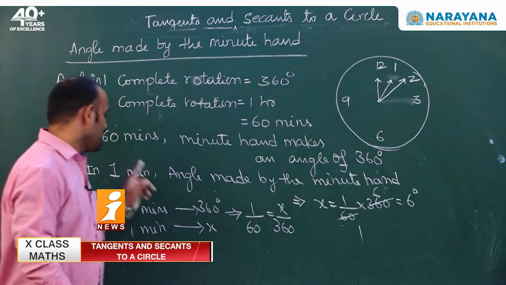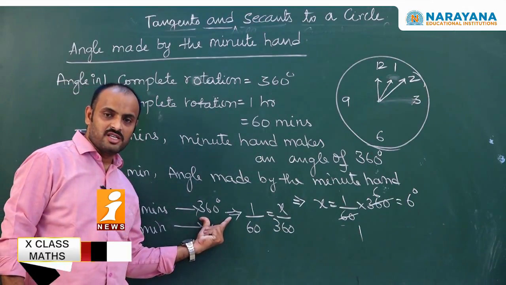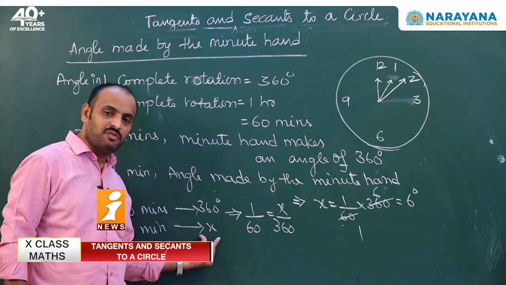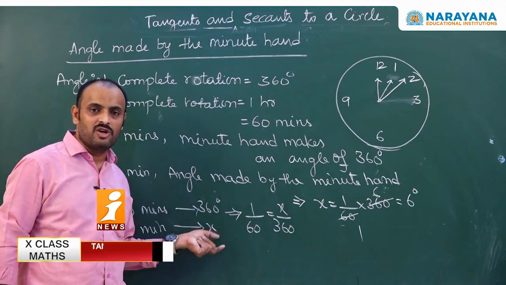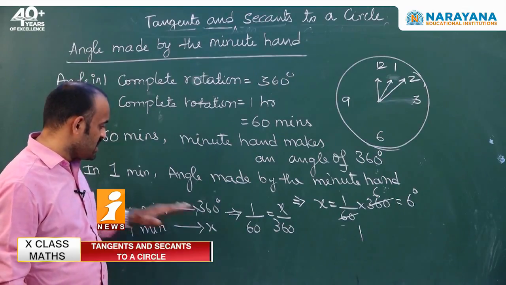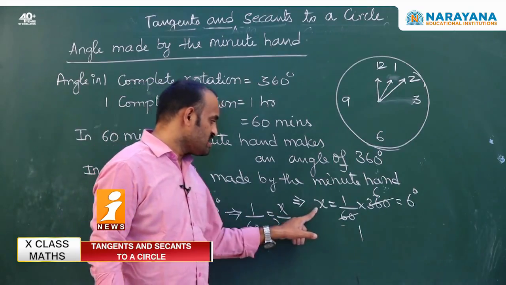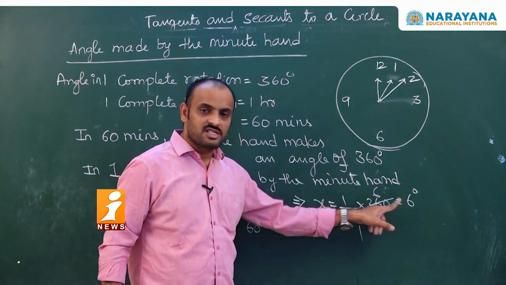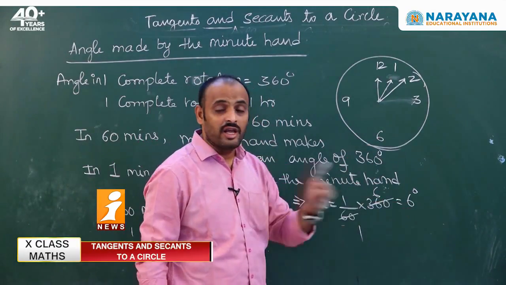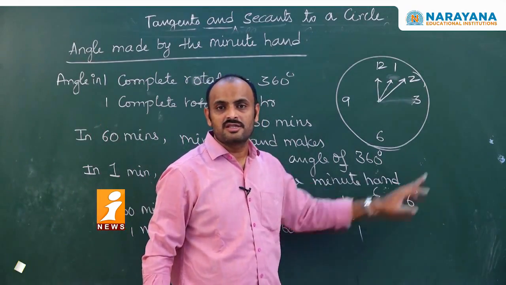Therefore, in 60 minutes, the minute hand makes 360 degrees. In 1 minute, how much angle will be made by the minute hand? That we are going to calculate, because this topic is involved in some of the questions. So, if I write in proportion, 1 by 60 is equal to x by 360. I will transpose 360 to this side. Therefore, x is equal to 1 by 60 into 360, which is 6. So, in 1 minute, the angle made by the minute hand is 6 degrees.